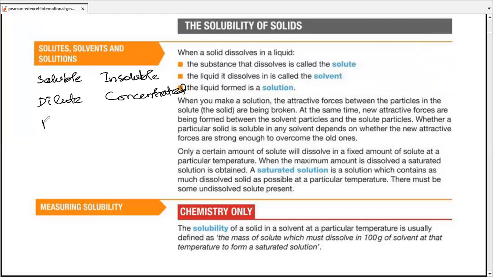Get the point? Now, there is another term that we use, which is much like the first term, miscible and immiscible. Do you understand what these terms stand for?